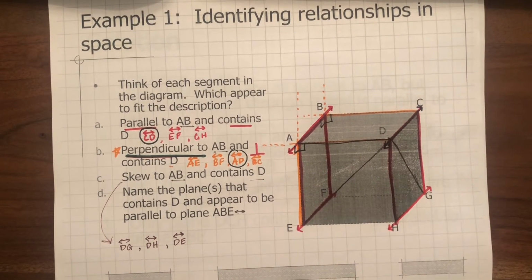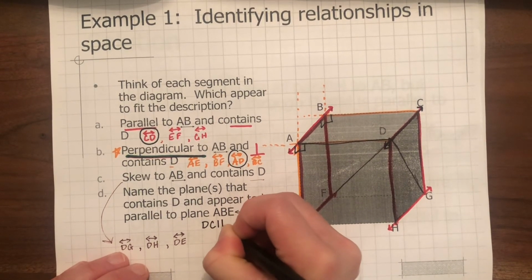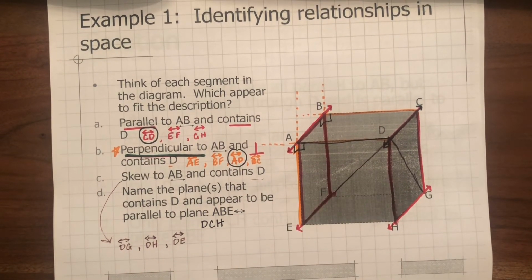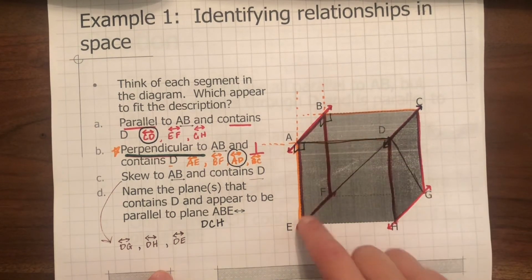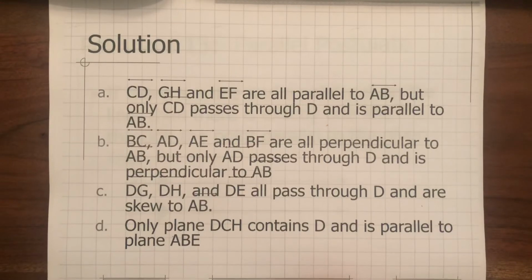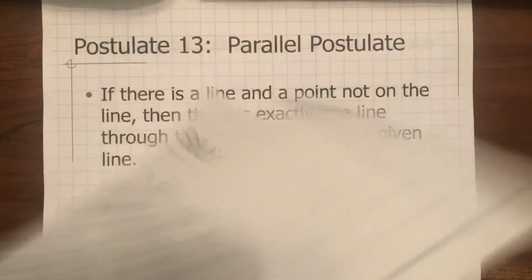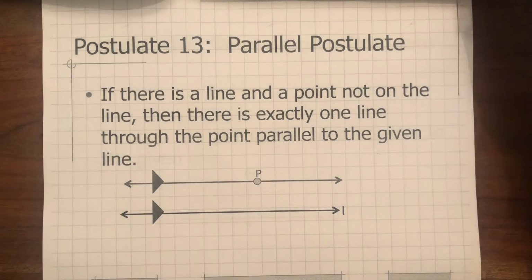So we're going to call that one. So our answer here would be DCH on that plane, okay? So we're looking at relationships in space. So we need to know the terms parallel, perpendicular, skew, and the difference between a line such as AB and the plane ABE, okay? Those are the solutions. I forgot to put those in there. Parallel postulate. Okay, we're moving on.